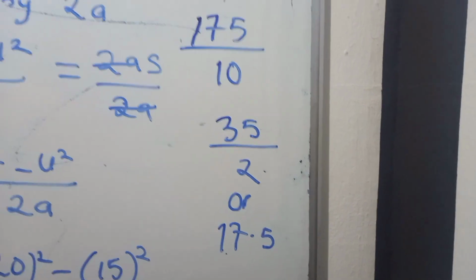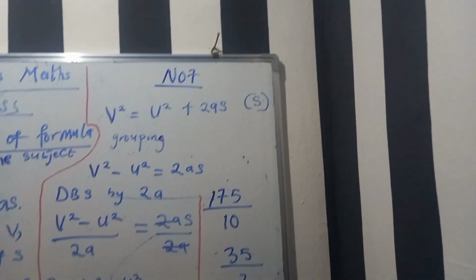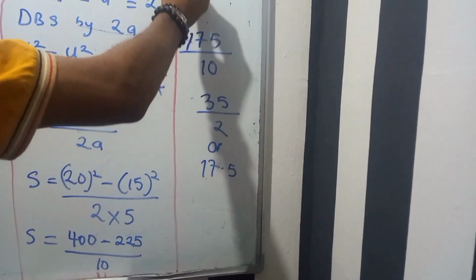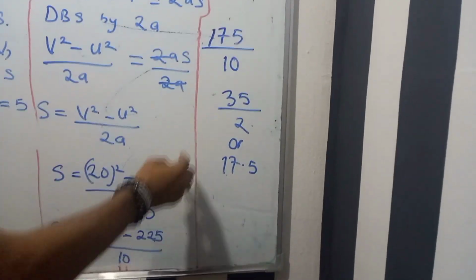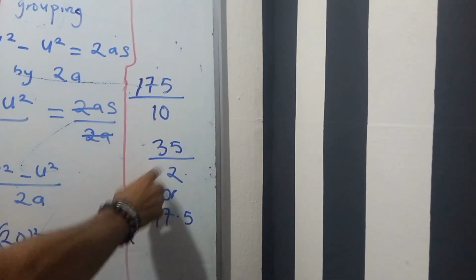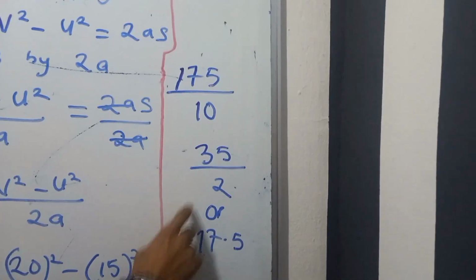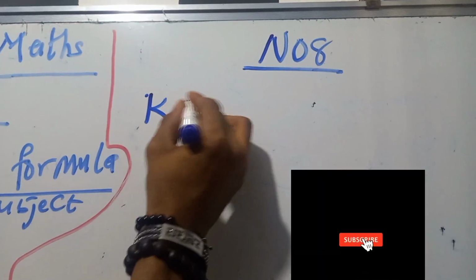Okay, let me just make sure that I indicate it for us here. Sorry for this. Okay, so 400 minus 225 over 10 is 175 over 10. So divide 175 by 5, you get 35. Divide 10 by 5, you get 2. So this is our final answer, or you can leave it in decimal form.